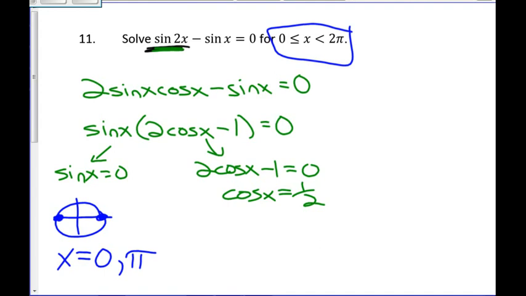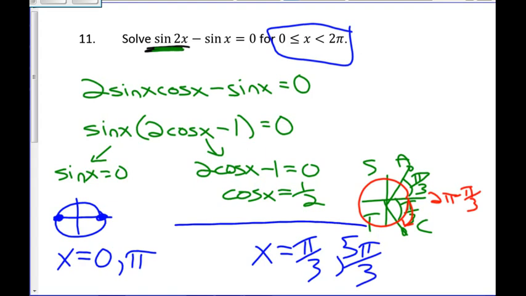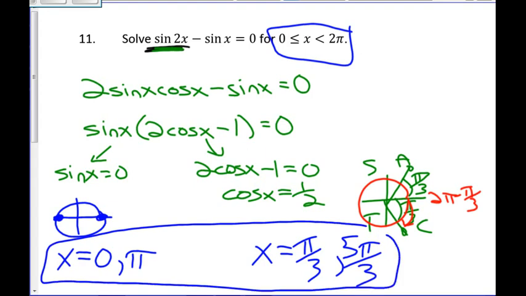Cos x is a half at a reference angle of pi over 3. Cosine is positive in quadrants 1 and 4. So that gives us solutions of x equals pi over 3. And this last one would be 2 pi minus that pi over 3, or 5 pi over 3. There are all our solutions in the first revolution.